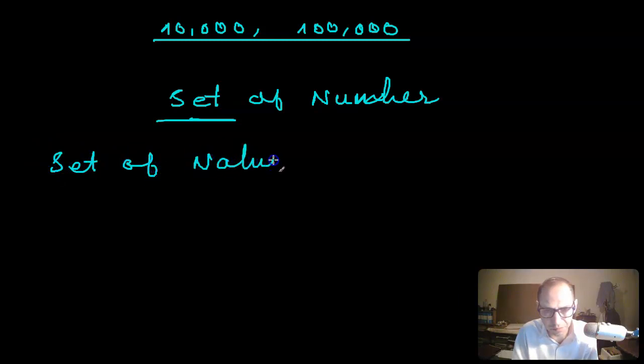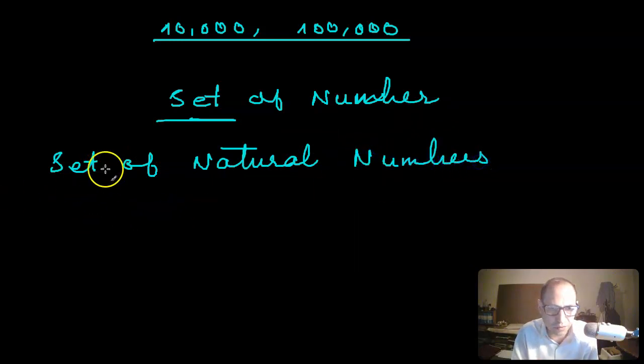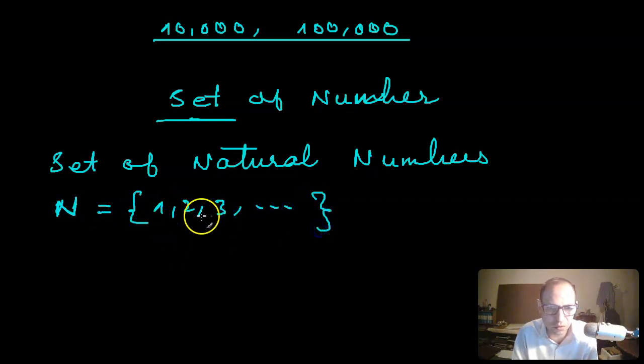Now, the set of natural numbers will be studied in more detail in later courses. In mathematics, you denote it as N, and you write it as 1, 2, 3, and so on in curly braces. The three dots are called an ellipsis, which means the set keeps going on and on without any end. For any natural number, you can always add one and find the next natural number.